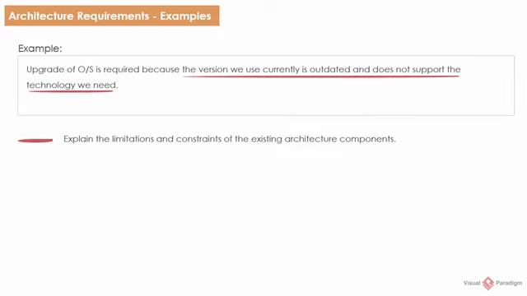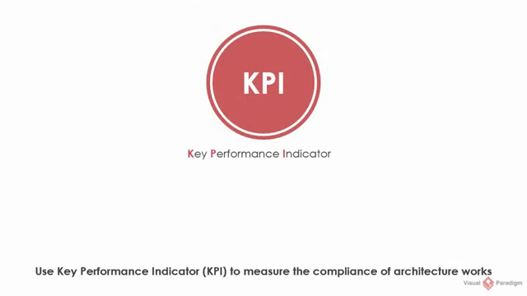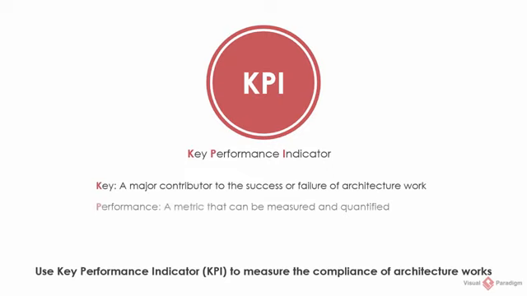Besides detailing the architecture requirements, you also have to indicate the measurement of the success implementation of those requirements, which can be done by using key performance indicators, or we simply call it KPI. A key performance indicator, KPI, is a measurable value that demonstrates if the architecture work is achieving a business objective set out by the sponsoring organization.